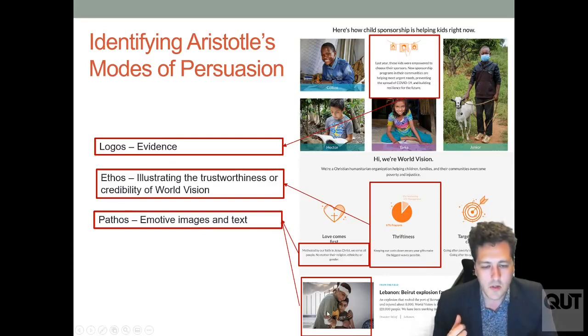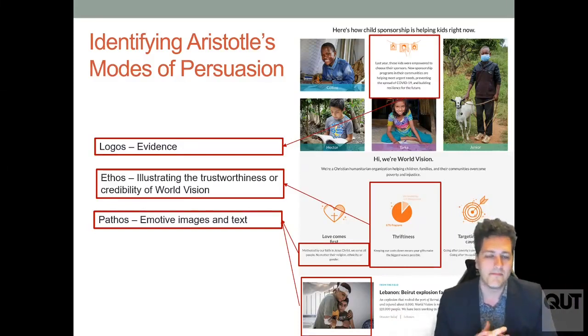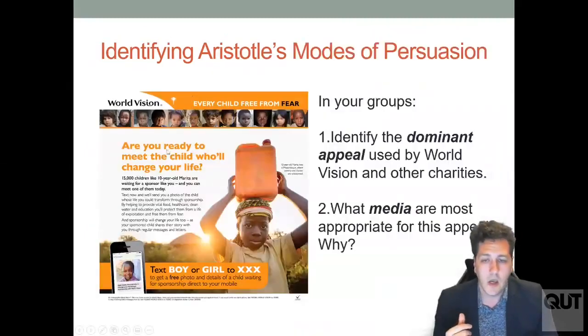So yeah, you can see there's all these different parts here. We have the emotional images, the emotional text. We have the evidence, including, you know, like how things are going to be improving because of your donation. We have the trustworthy and the credibility of the organization. And so even on this one page, you can see that we're bringing together all these different modes of persuasion to make a compelling argument as to why you should give World Vision the money to help sponsor kids in need.